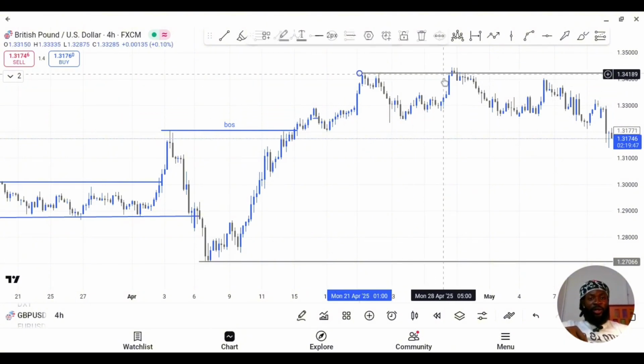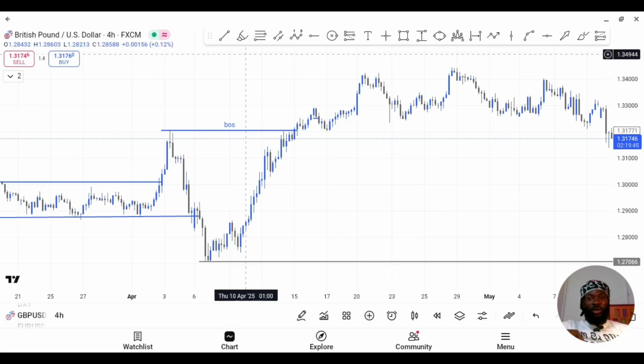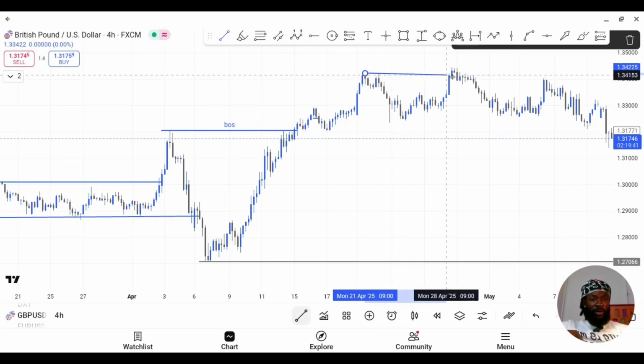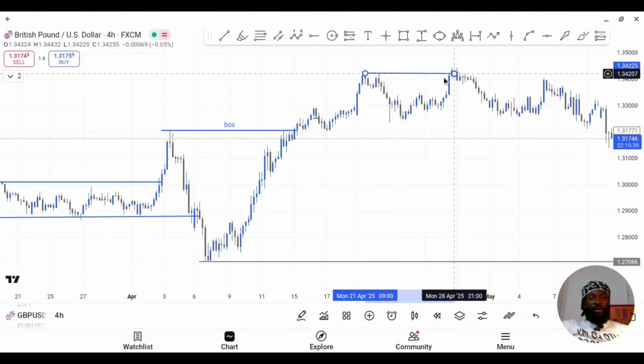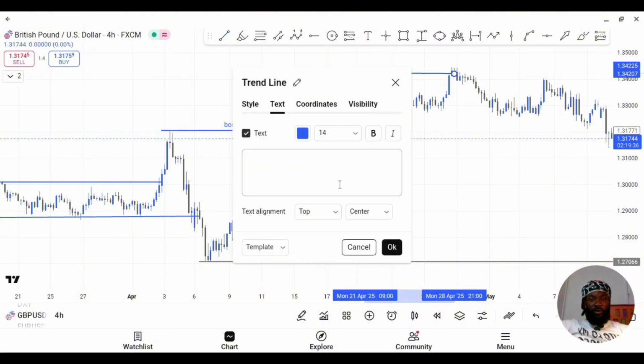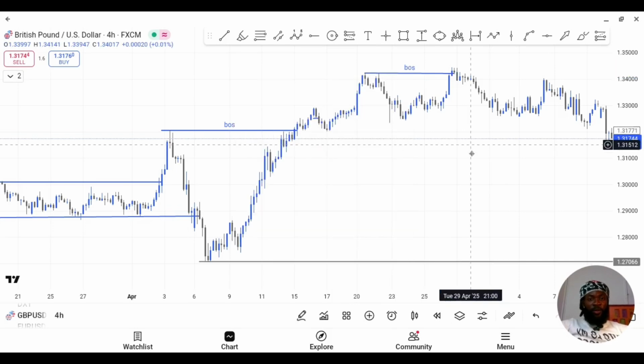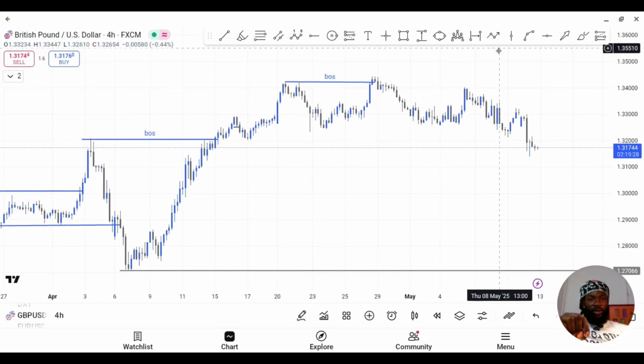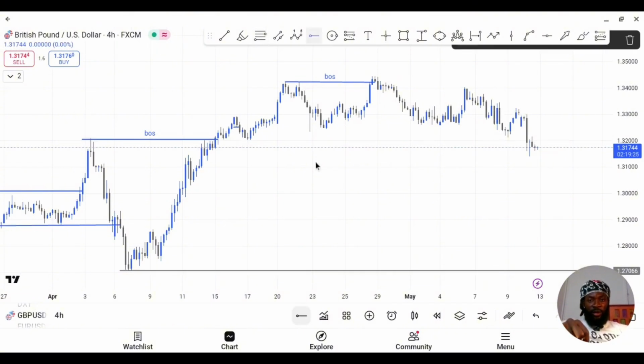Look very well. That candle closed above it. We had a break of structure here. See, have a break of structure here. Have a break of structure here. Now, where is now our protected low? It's here.